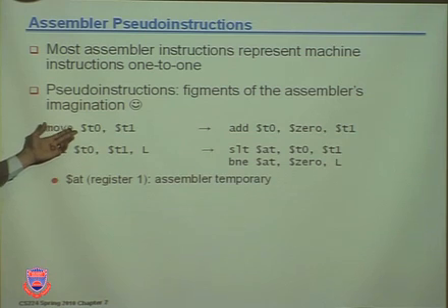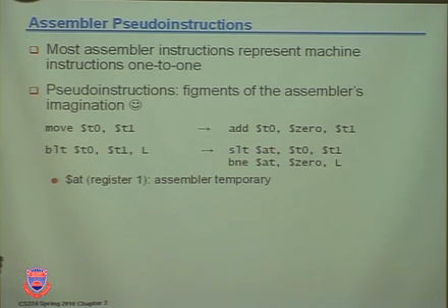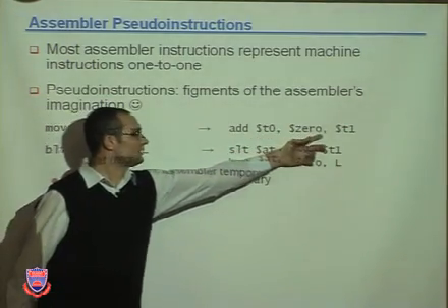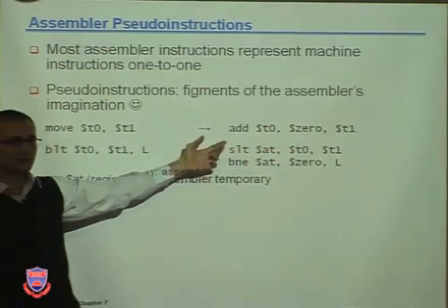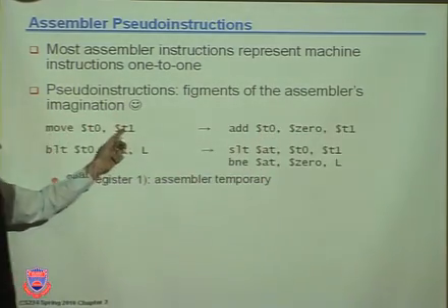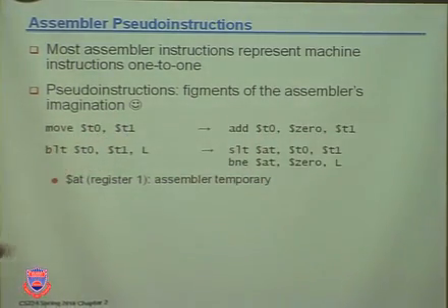The assembler converts this into a different instruction which it can represent in the machine with the machine language, which in this case is add T0, 0, T1. Obviously this is the same exact thing, right? You add 0 to T1 and store it into T0. So that's exactly what we are trying to do here, right?